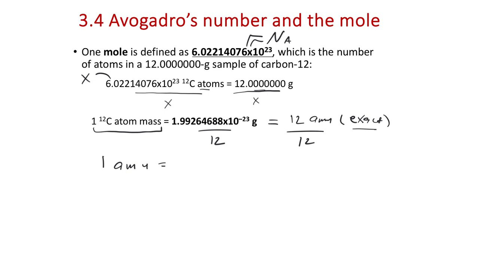grams. And so I'm just throwing this in my calculator. So 1.99264688 times 10 to the minus 23, divide by 12. And so we get 1.66053907.